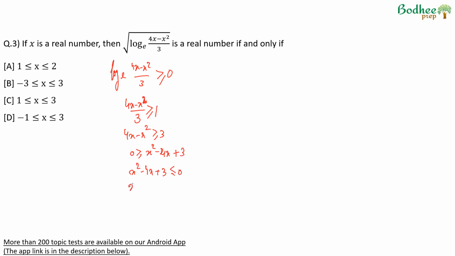Sum of 4, product of 3. (x minus 3) into (x minus 1) should be less than or equal to 0. Critical points become 1 and 3. Positive, negative, positive. We are looking at negative values, and therefore 1 less than or equal to x less than or equal to 3. Option C becomes my answer.